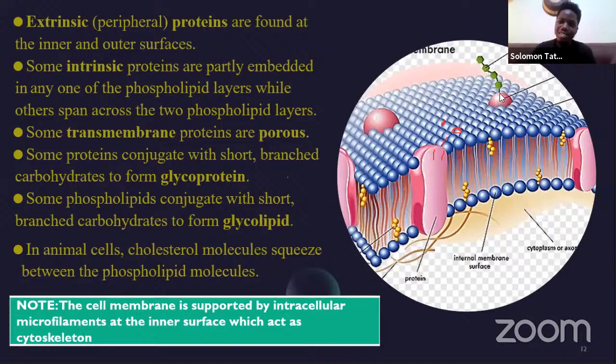The glycoproteins have a carbohydrate attached to a protein, right? That makes a glycoprotein. In animal cells, cholesterol molecules squeeze between the phospholipids. You can see some cholesterol here, these yellow ones. They squeeze in there, right? Remember, the cell membrane is supported by the microfilaments that we talked about.